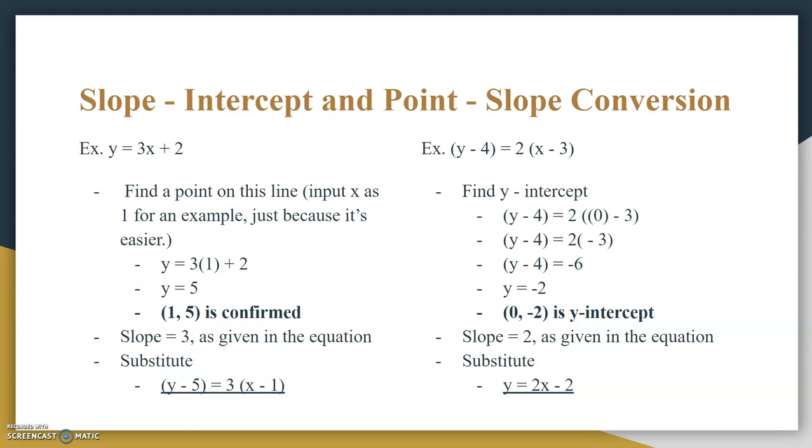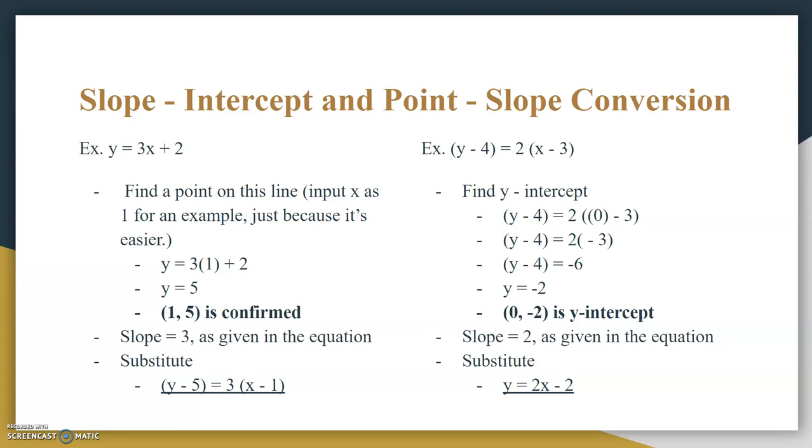Therefore, we know that (1, 5) is a confirmed point on this line. The slope is equal to 3, as given in the equation. Now let's substitute. y minus 5 is equal to 3 times (x minus 1). There we have it. We have our equation.